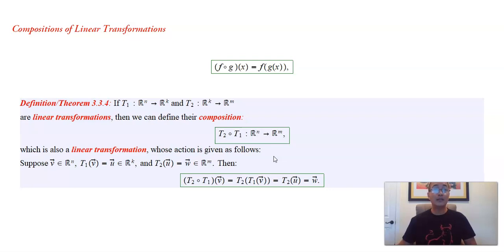Okay, so how do we describe what's going on here? Let's put some symbols there. So we have v, our input vector from Rn. t1 of v, the output, is u from Rk. u will be the input to t2, so t2 of u will be w from Rm. So now we can put it all together. t2 compose t1 of v is t2 evaluated at t1 of v. t1 of v is u, so this is the same as t2 of u, which is our final output, w from Rm.